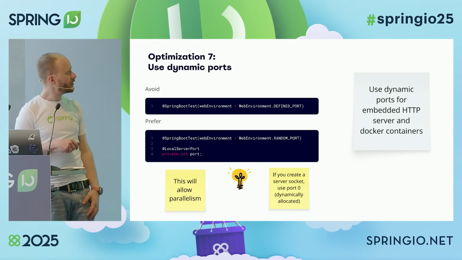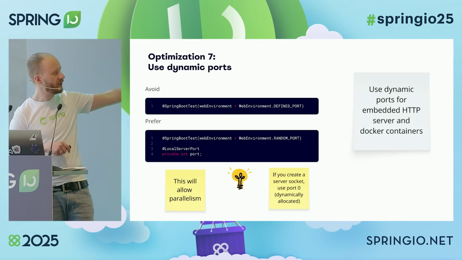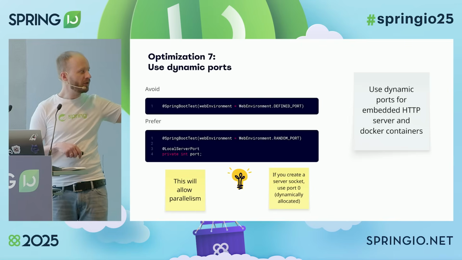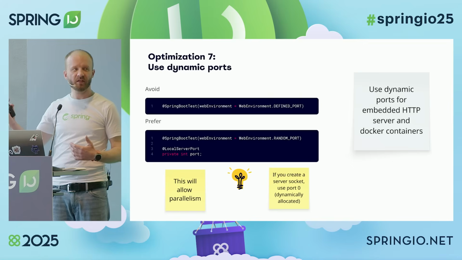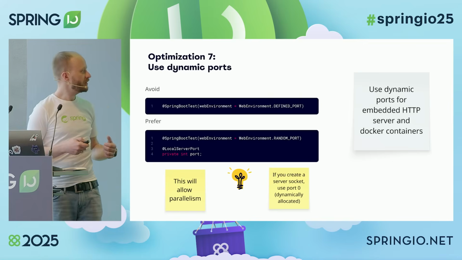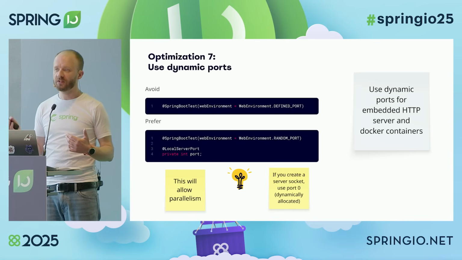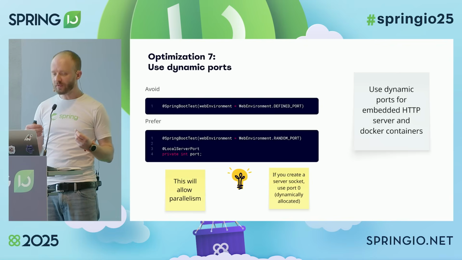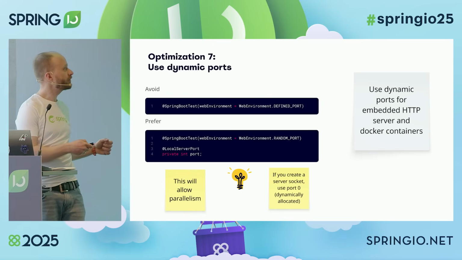Using random port will also require using annotations like LocalServerPort to obtain the real port in your tests. Or if you manually create a server socket, you should use port 0 that will choose the first available port on your system. This will allow you to have the parallelism of running your tests. This can be tests from the same module, or you can run more modules in parallel, but if your intention is to boost the speed of your integration test suites, this can have a very positive effect.